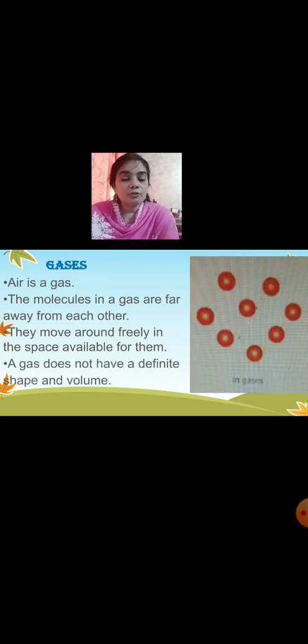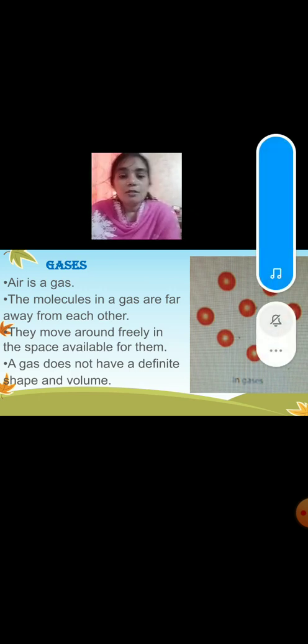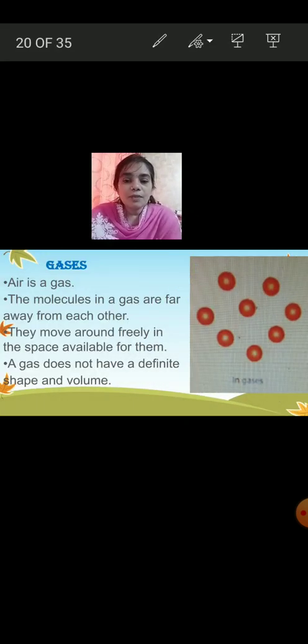Look at the molecules. They have a lot of space in between them. So the molecules in a gas are far away from each other. They move around freely in the space available for them. So a gas does not have a definite shape and volume. So these are the three states of matter. You should remember their properties.